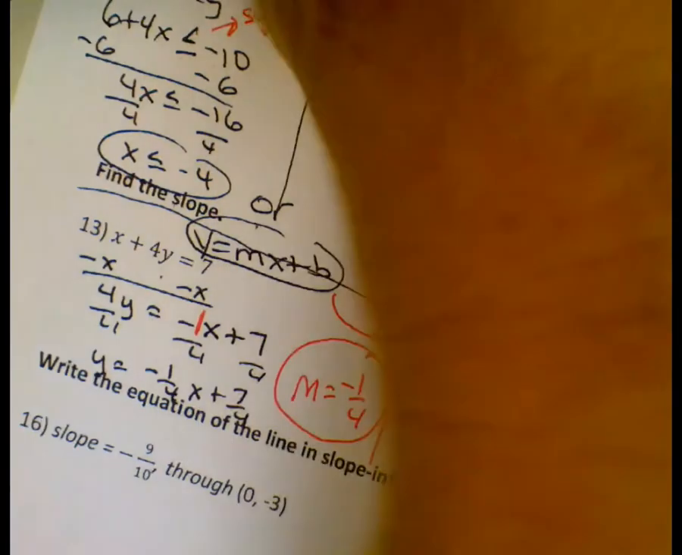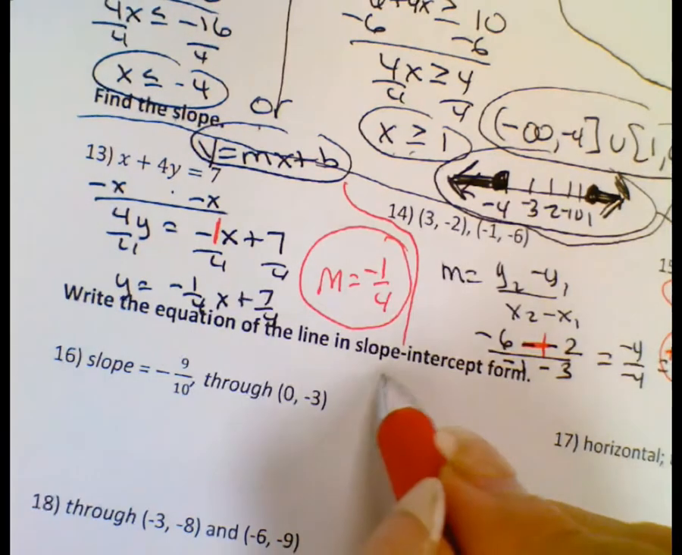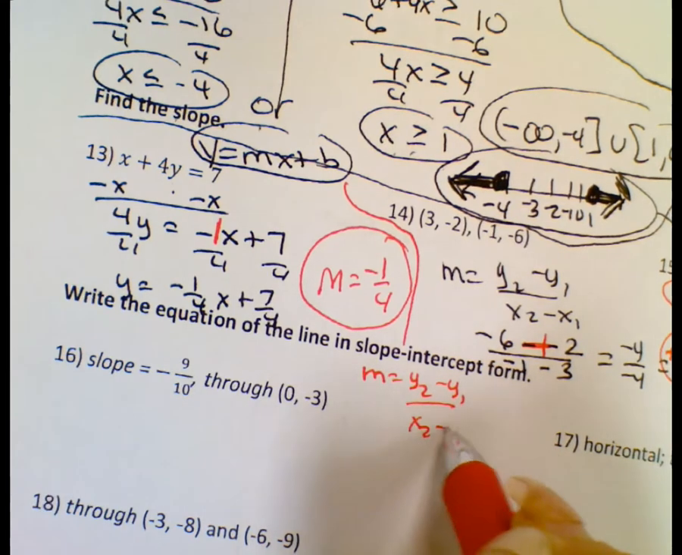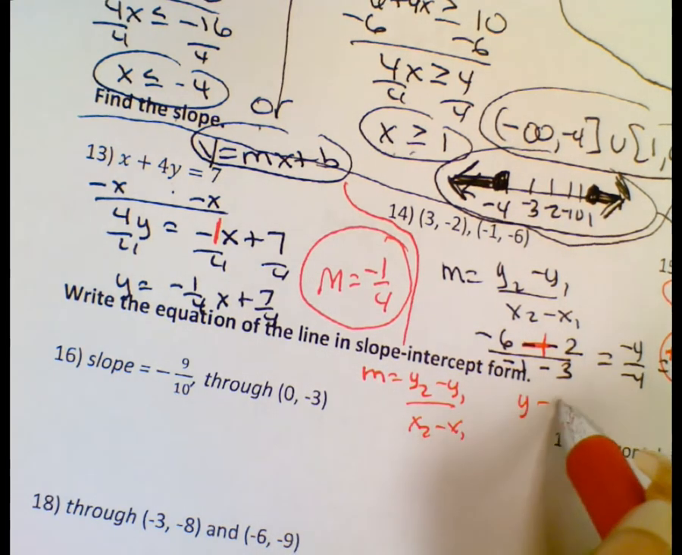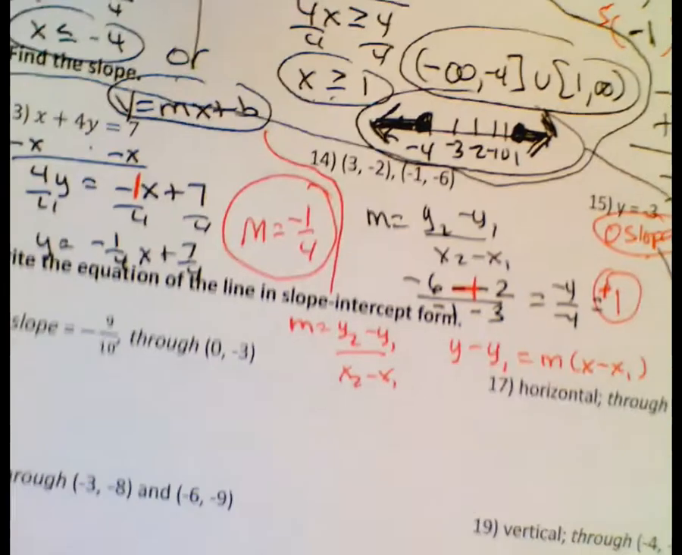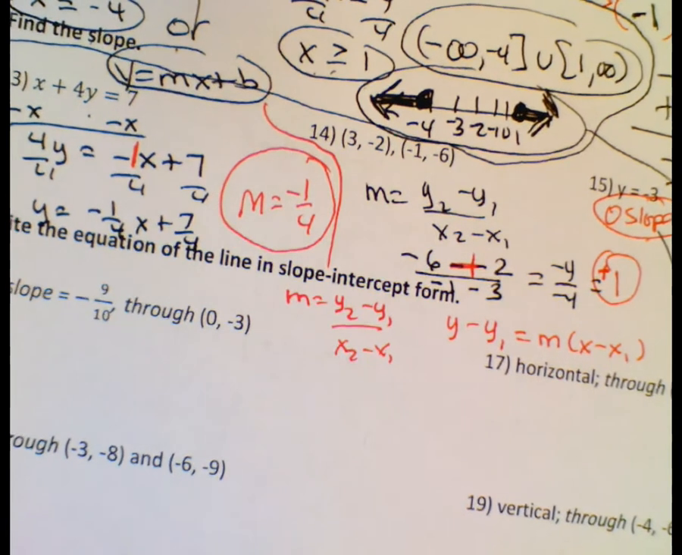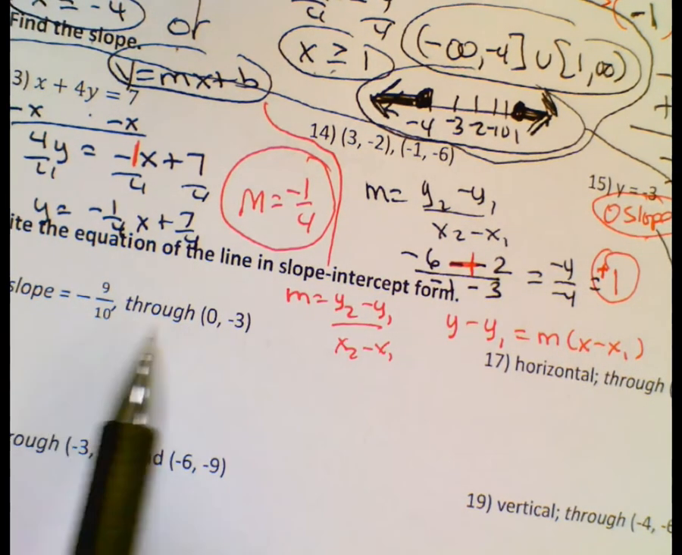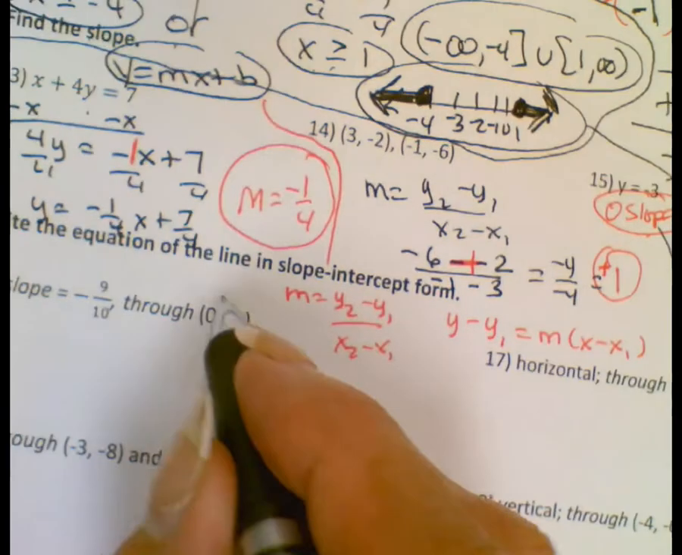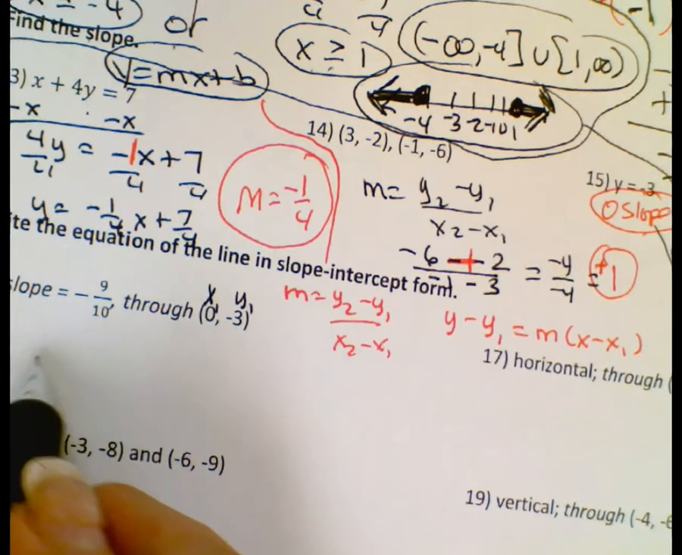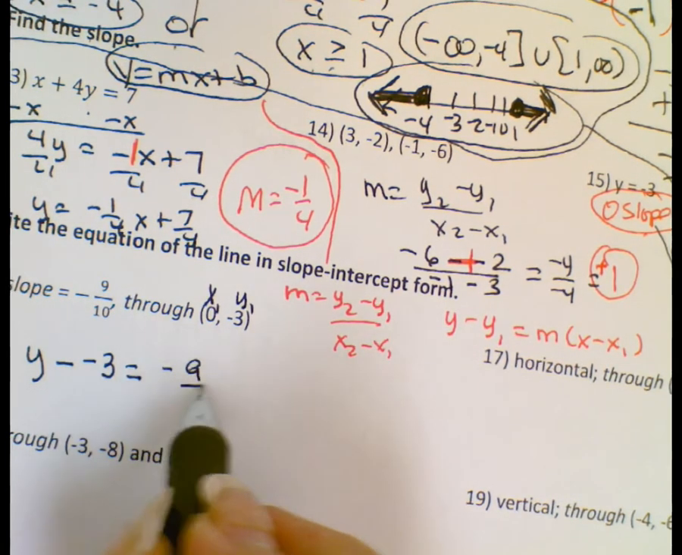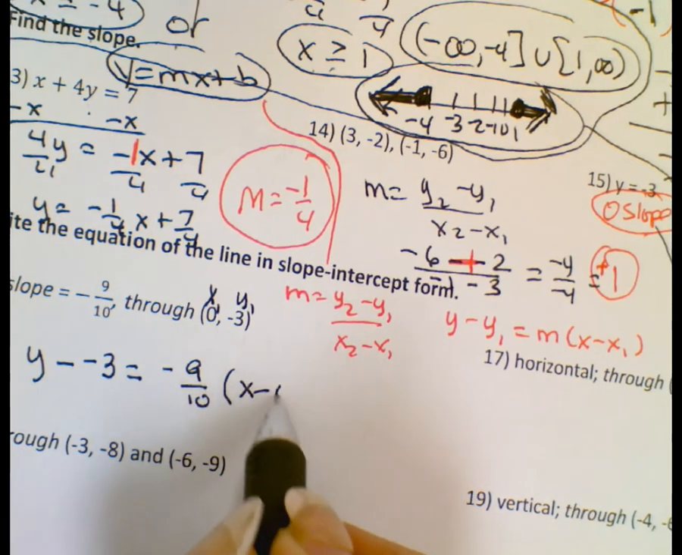Now, on this next portion, you're going to need to know maybe how to find a slope. Sometimes you need that, sometimes you don't. Sometimes you're going to need to know this formula, y minus y1 equals m times x minus x1. You need to know those two formulas. So on this first one, it says slope through 0, -3. So we're going to use this formula right here. So this is x1 and this is y1. So it's y minus 3 equals -9/10 because they gave us our slope, x minus 0.